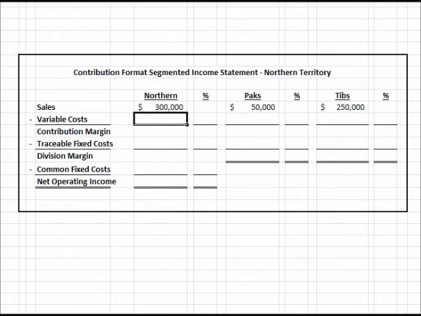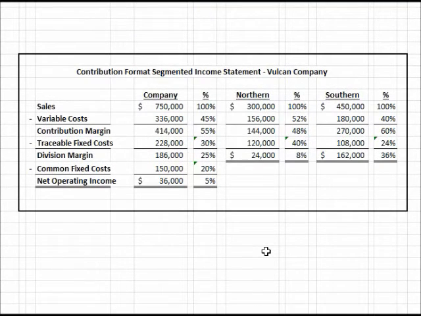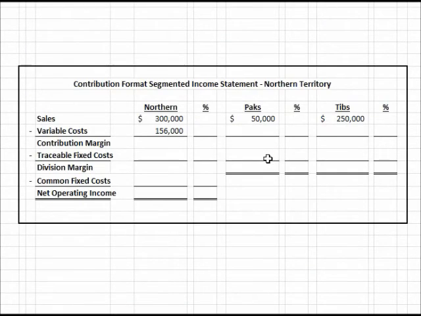We know variable costs in total for this particular division were 156,000. Where did we get that from? Well, we can scroll up and see variable costs were a total of 156,000 for the Northern Division.